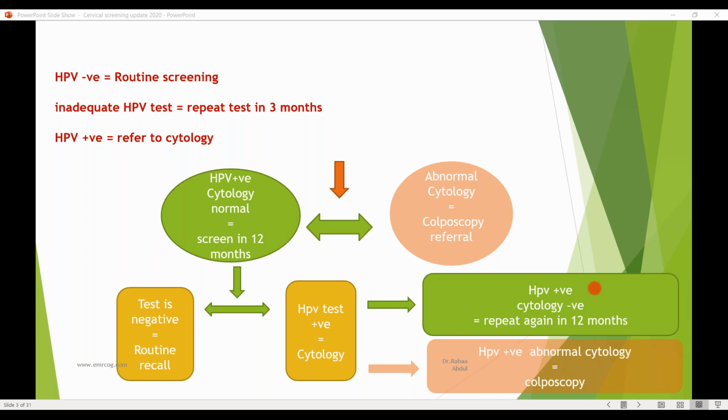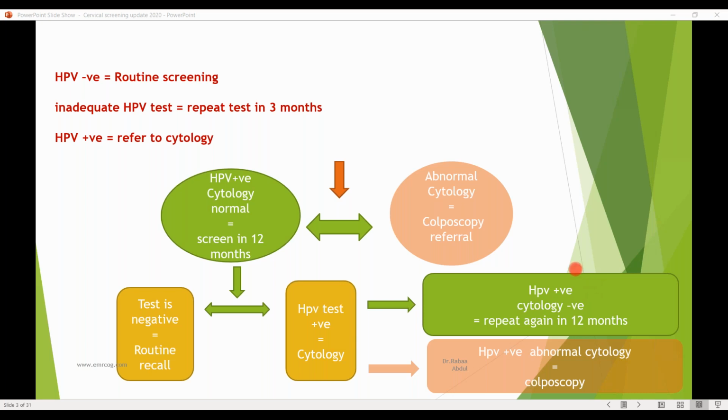Okay? Second option or second scenario. Our patient HPV positive with abnormal cytology. What shall you do? If HPV positive with abnormal cytology, you should refer her to colposcopy. So it's always like this. HPV positive, plus abnormal cytology equal colposcopy.